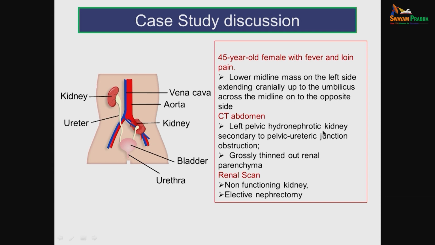It's not a normal kidney, but there was hydronephrosis. The kidney was dilated, huge, and from the left side it had extended cranially, crossing the umbilicus to the opposite side. And there was gross thinning of the renal parenchyma. The hydronephrosis was secondary to the obstruction present at the junction of the pelvis with the ureter. And since the left kidney, which was hydronephrotic, was non-functioning, a nephrectomy, that is removal of the huge mass, was done.